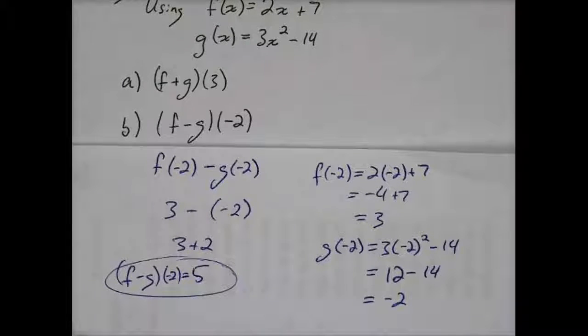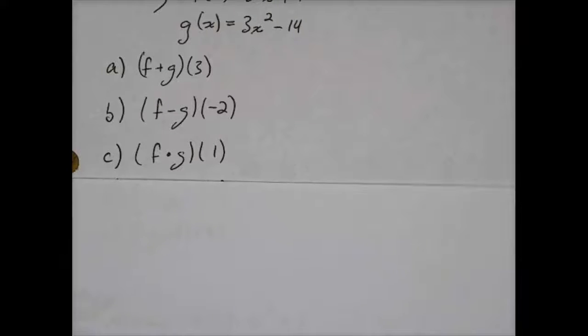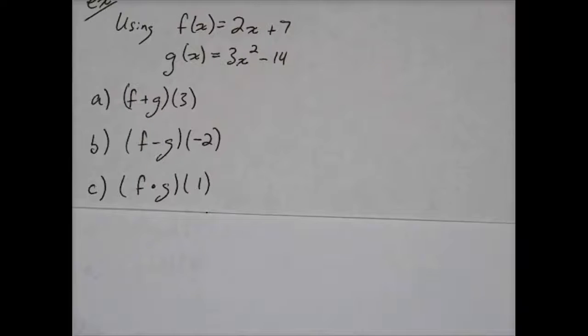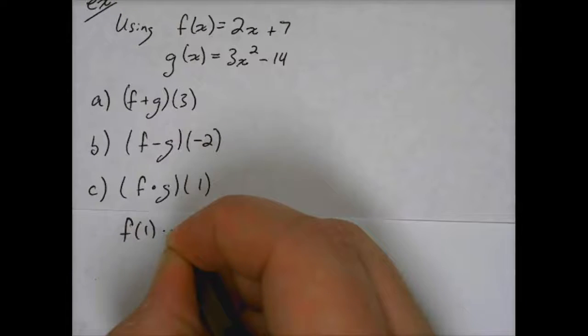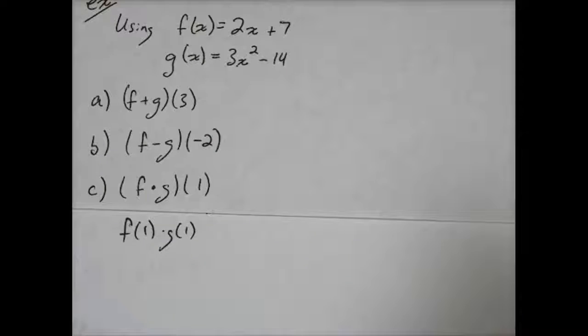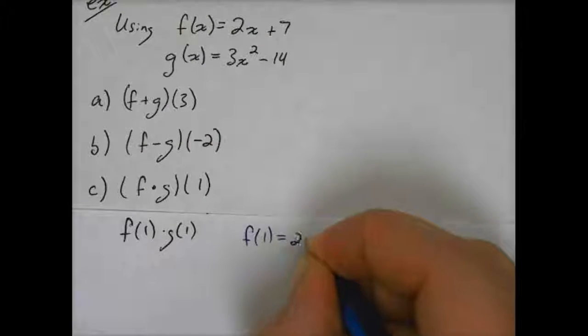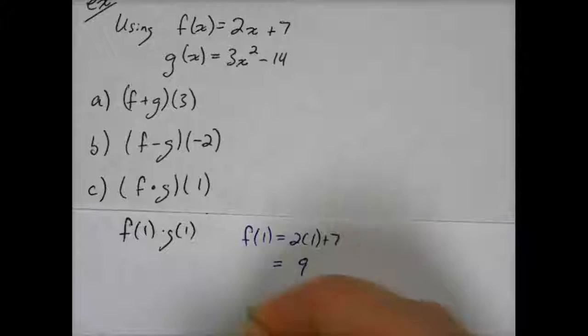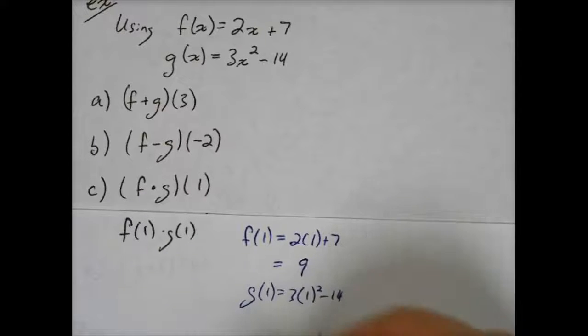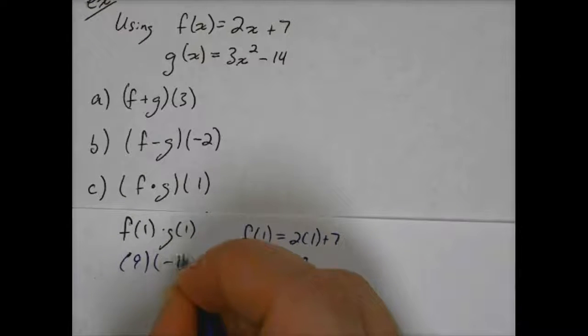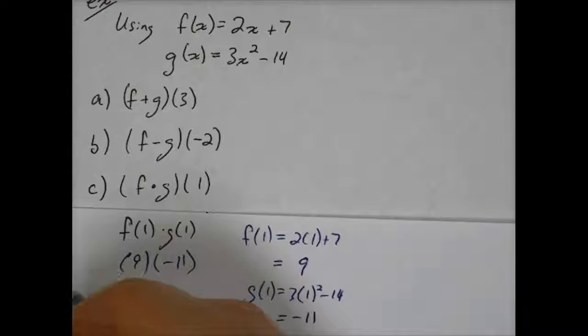Okay, so now we're going to multiplication, still using the same functions. f of 1 times g of 1. I need to figure out what those function values are. So f of 1 is 2 times 1 plus 7. That should be 9. Times g of 1, which is 3 times 1 squared minus 14. 1 squared is 1 still, times 3 is 3. 3 minus 14 is negative 11. So now I have 9 times negative 11. Negative 99 is what f times g of 1 is.